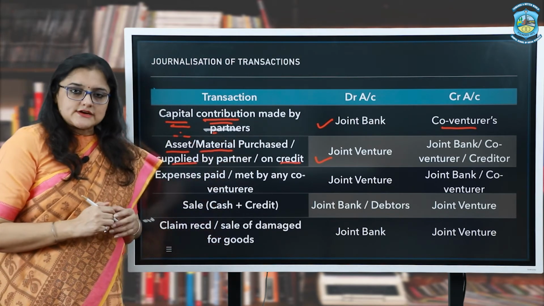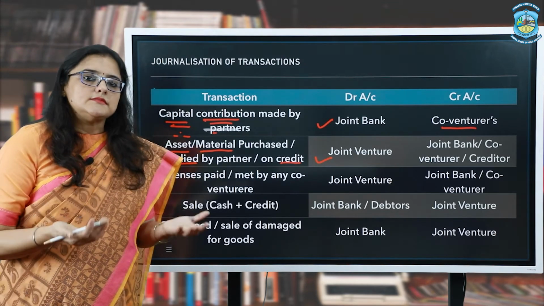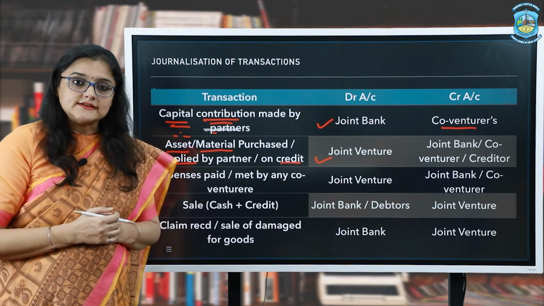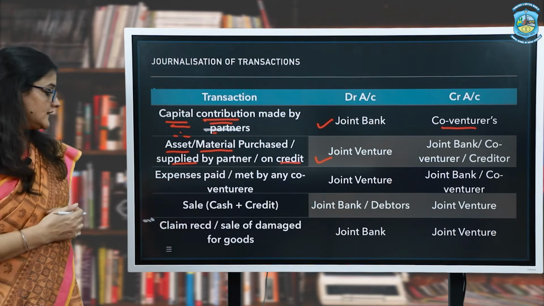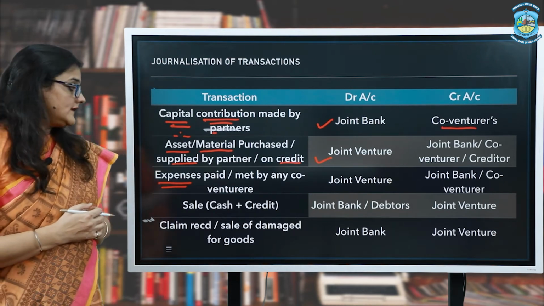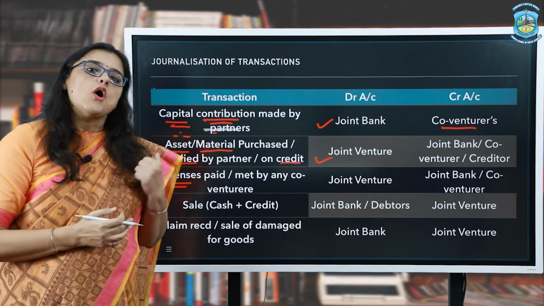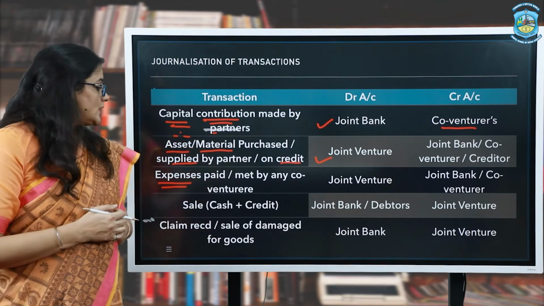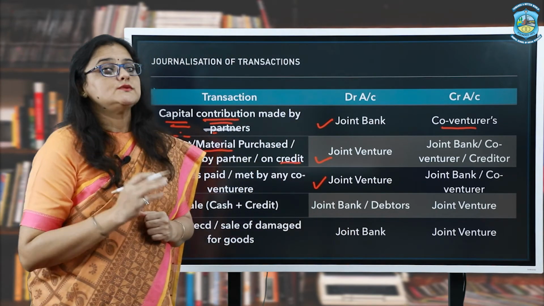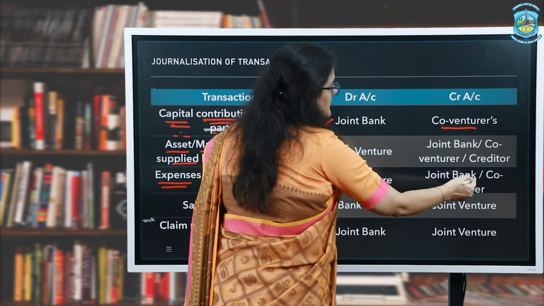Now the third category of transaction. When you run a business, when you do a business activity, you tend to make expenditure. You have to incur expenditure in order to run that activity. Similarly, when the joint venture is run, there are expenses related to the joint venture which are paid either through the joint bank account or by the co-venturer on behalf of the joint venture. So what is the entry for this? Again, we are going to debit the joint venture account because this is an entry related to the expense on joint venture. And on the credit side, if we are paying it from joint bank account, we'll write to joint bank account.